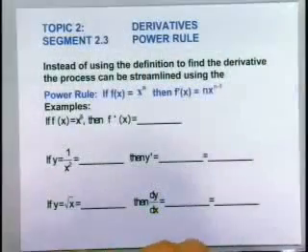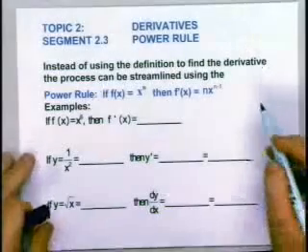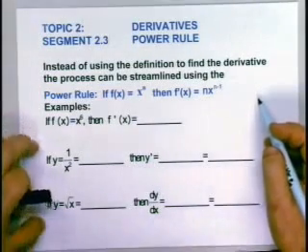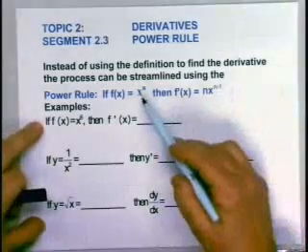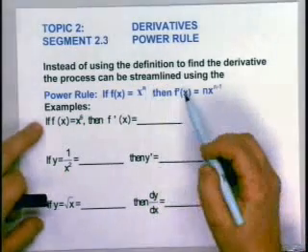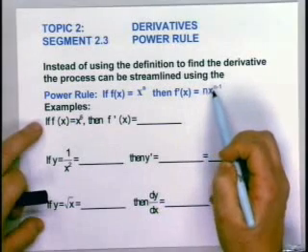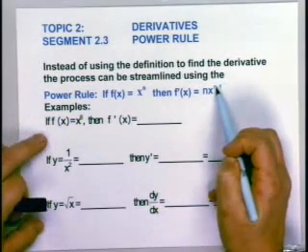This is topic 2 on derivatives and segment 2.3 on the power rule. Instead of using the definition to find the derivative, the process can be streamlined using the basic power rule. If f of x is equal to x to the n power, then the derivative f prime of x equals n times x to the n minus 1 power.